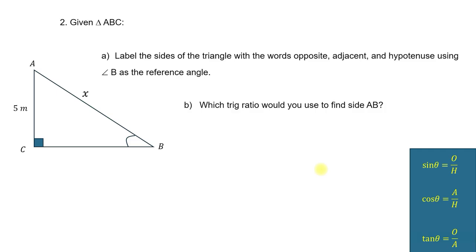Label the sides of the triangle with the words opposite, adjacent, and hypotenuse, using angle B as a reference. We'll do that since B is the reference. This is the opposite. This is the hypotenuse because it's opposite the right angle, and the remaining side is the adjacent.